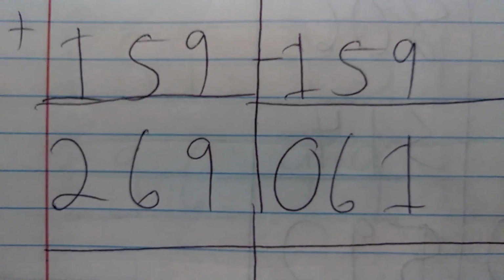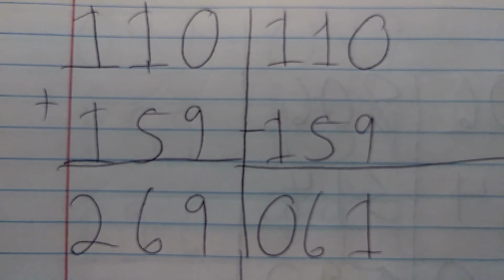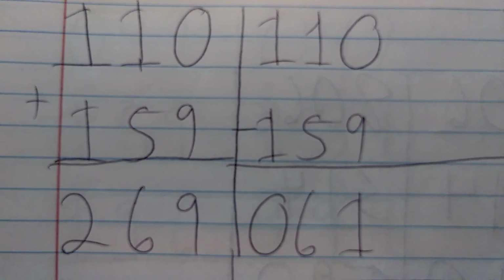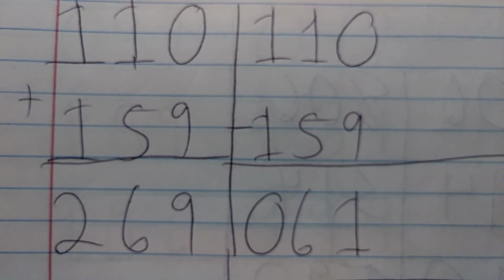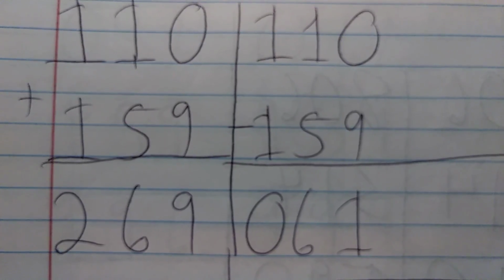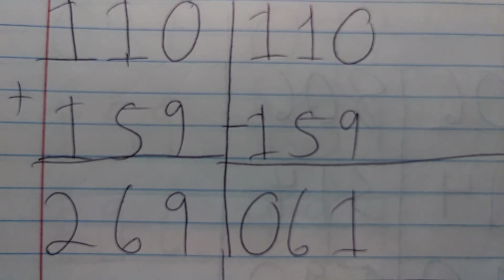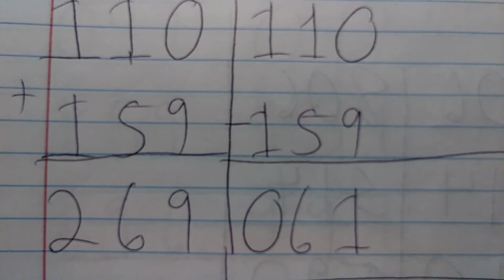Okay, so you're going to take 110. You're going to add 159 to that. So 1 plus 1 is 2. 1 plus 5 is 6. And then 0 plus 9 is 9. And then 110 minus 159. So 1 minus 1 is 0. 11 minus 5 is 6. And then 10 minus 9 is 1. And 269 and 061 did not hit in the next 7 days.